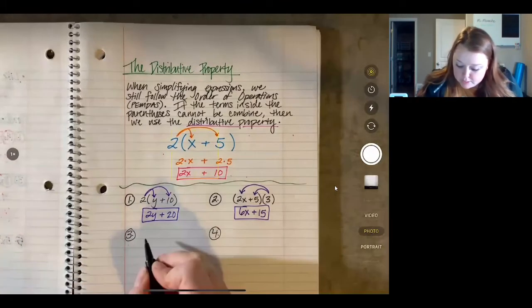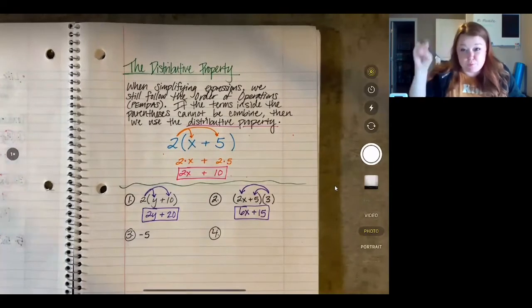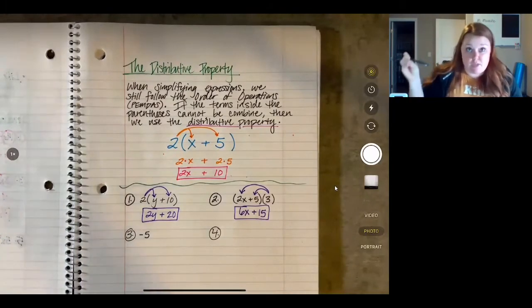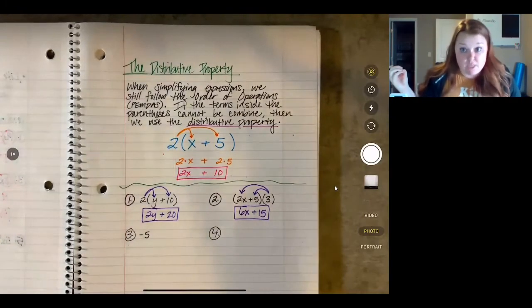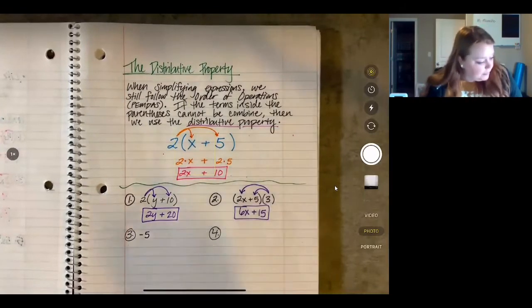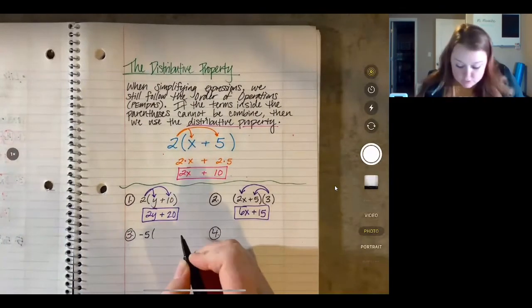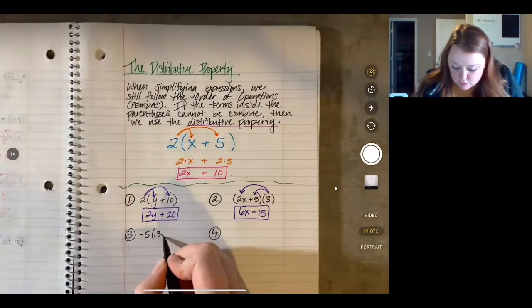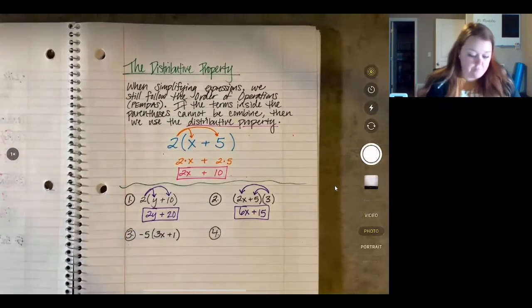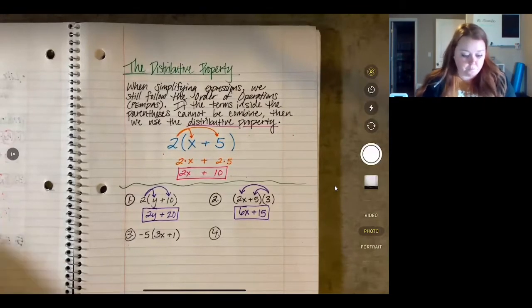So let's put a negative 5 out front. Okay, double check. We're doing some multiplication here, right? So negative times negative, positive. Negative times positive, negative. Okay, so you have a negative 5 out front, and inside your parentheses, you have 3x plus 1. So start without me or wait if you want to.